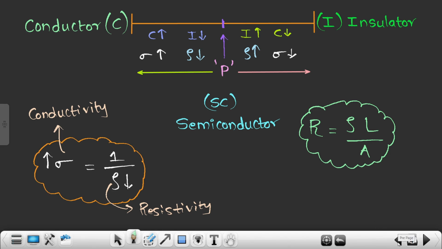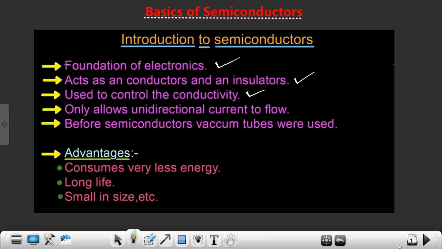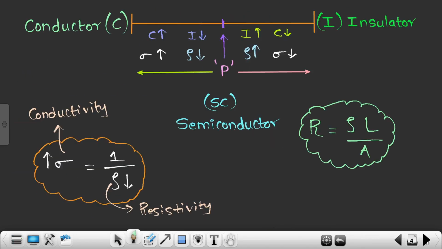So I really hope that you understood these two concepts. It acts as a conductor and insulator, but at different times. You cannot operate a semiconductor as a conductor and an insulator at the same time. It is used to control conductivity, just by altering a certain parameter. I have not discussed what that parameter is. It can be a current, it can be a voltage, but there is surely one parameter which is going to control the conductivity.